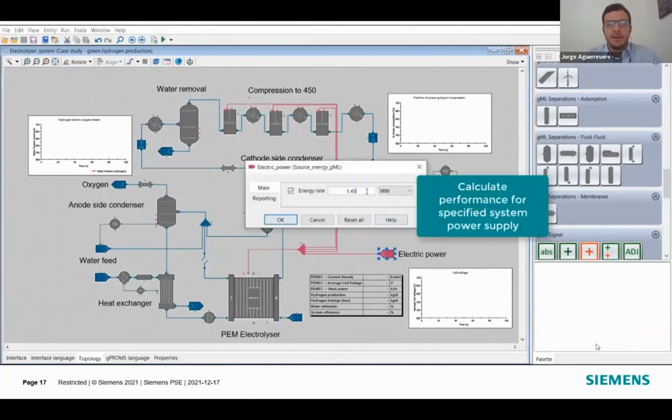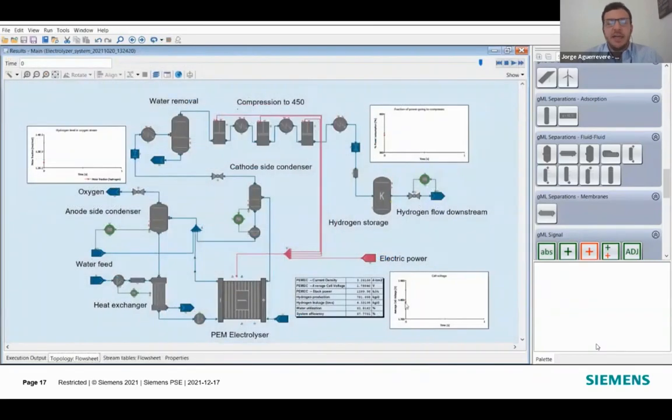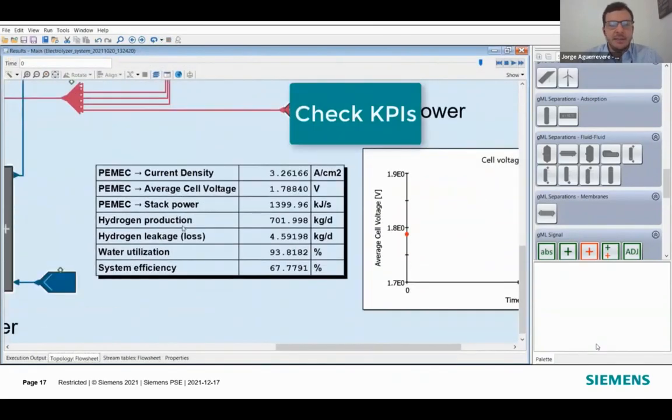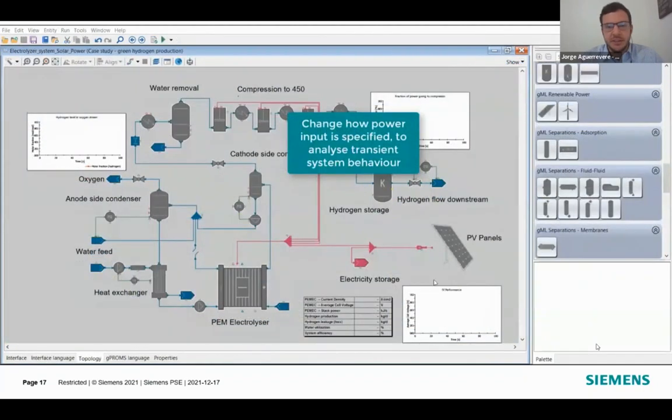process. So in the simplest possible case, we can look at putting a certain power load into the system and looking at, if we had that amount of power at steady state, how much hydrogen we'd be producing, how much hydrogen we'd be losing in the oxygen stream, as well as what our utilization of water is, and system efficiency.